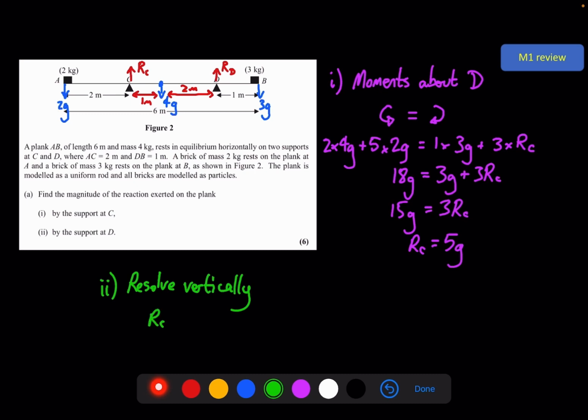So we've got RC plus RD must equal the downward forces, 2g plus 4g plus 3g, and I know RC is 5g, so if I put that in, 5g plus RD must equal 9g, then RD obviously must be 4g, and again I'll leave that as an exact value, 4g. I've gone through that quite carefully because this is the foundation of most of this chapter.